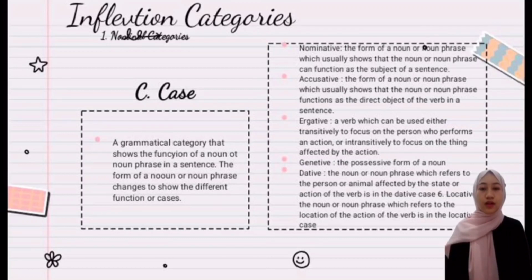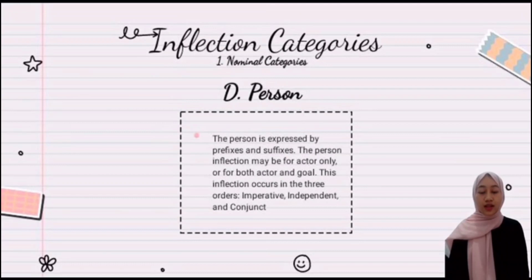Number four, genitive. The possessive form of a noun. Number five, dative. The noun or noun phrase which refers to the person or animal affected by the state or action of the verb is in the dative case. Number six, locative. The noun or noun phrase which refers to the location of the action of the verb is in the locative case.